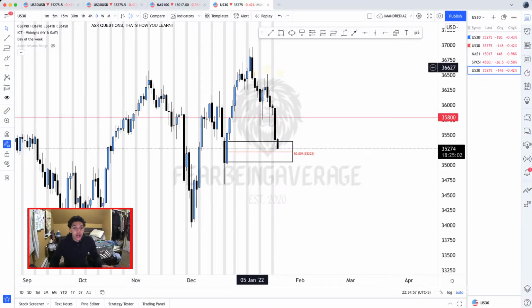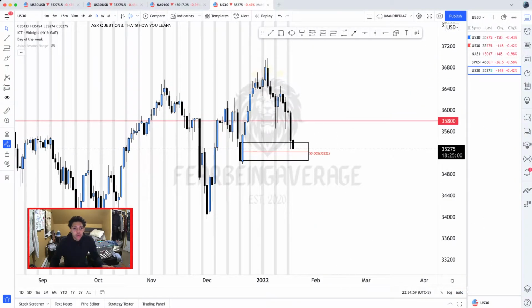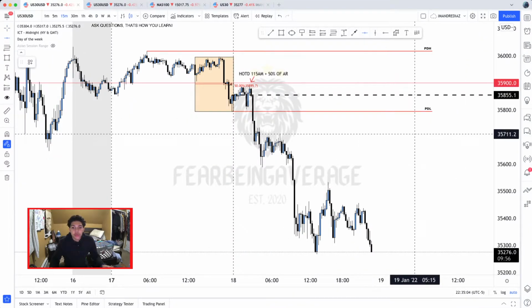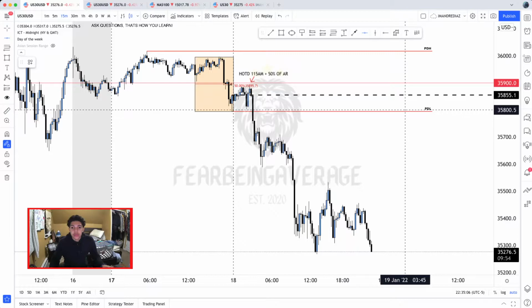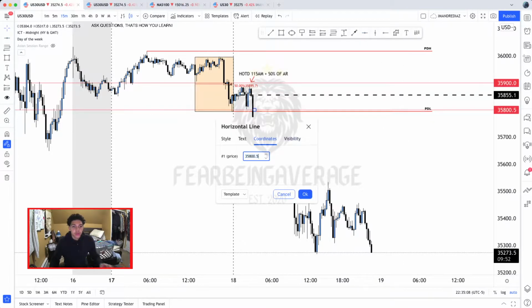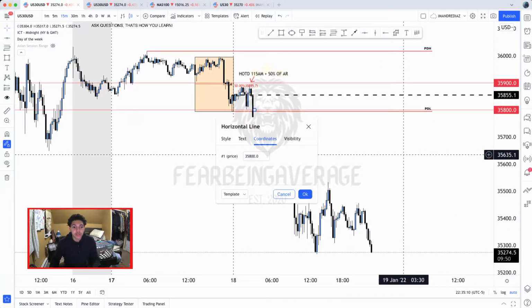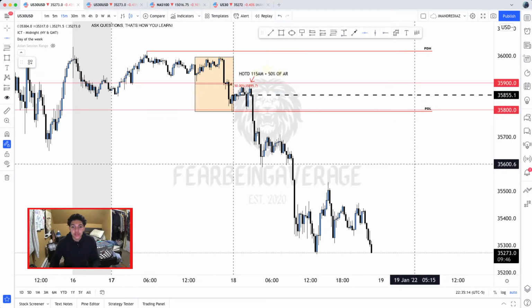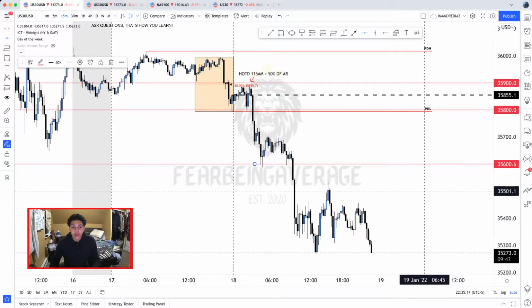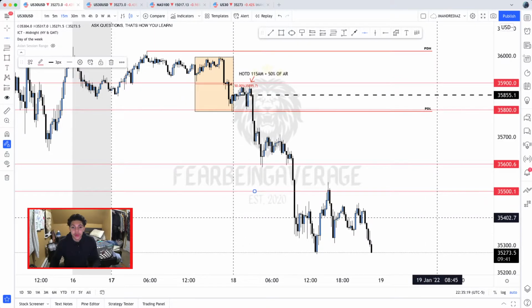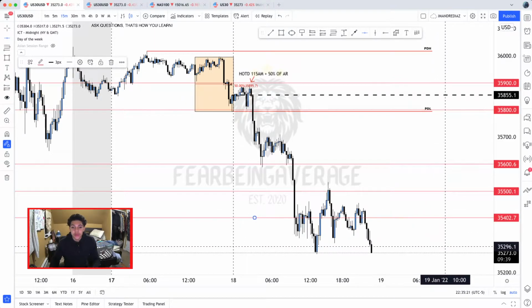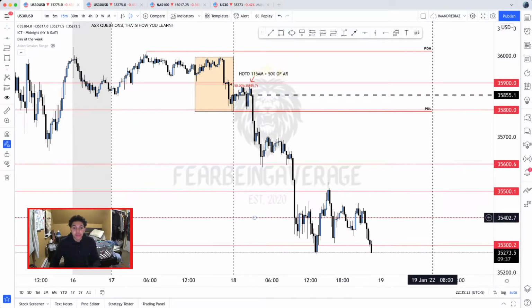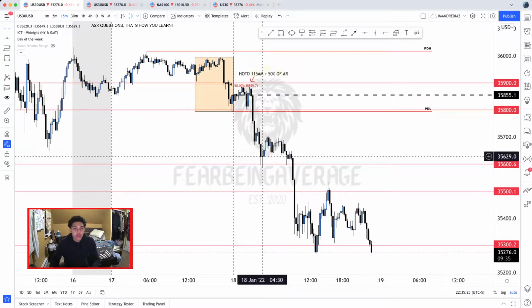Now let's go to the higher time frame. Now look where price targeted. This is 35,800. So here, let me show you where 35,800 is on the higher time frame. We have 35,800 right here at the previous day's low. We have 35,600 right here, 35,500 right here, 35,400 right here, 35,300 right here. These are our main big figure levels that price was overall trading within today.